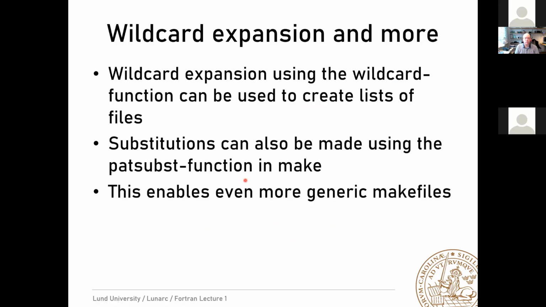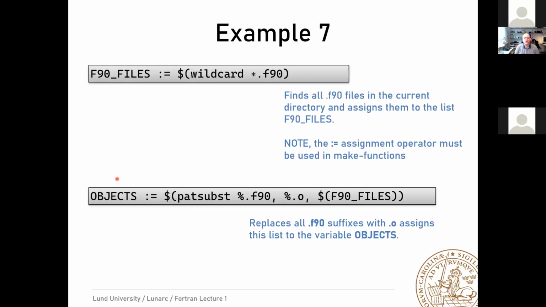Now some more: you can also use wildcards to create lists of files, which can be useful if you have a large project and want to compile everything in a directory. You can use the wildcards to substitute multiple files in that directory. There's also a special function to change the names in the lists, for example removing suffixes or adding suffixes, which can enable you to create even more generic files. For example, here I can create a list of all my F90 files in my directory. So I can do F90FILES := $(wildcard *.f90), using a special notation here, colon equals.